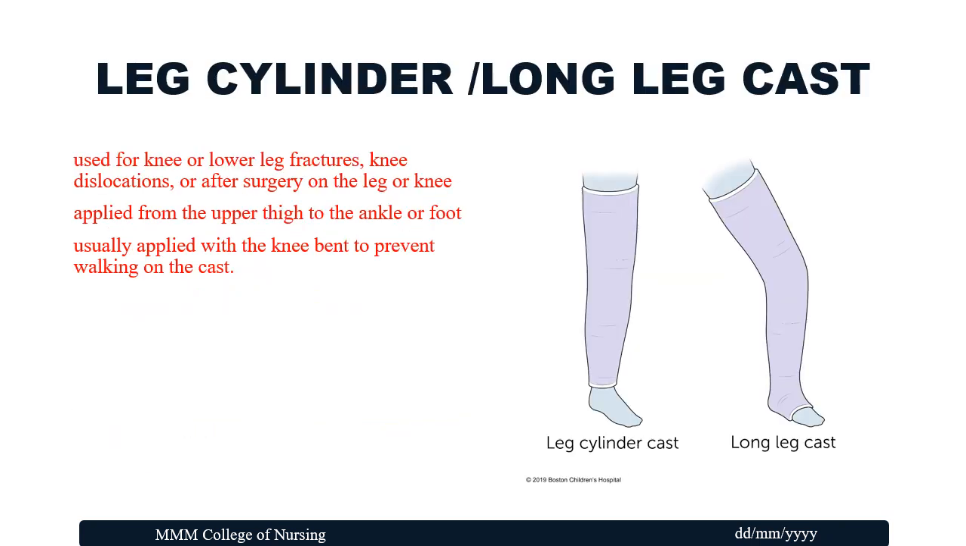Now, the leg cylinder or long leg cast. As the name indicates, it is cylindrical, covering the entire leg, from the upper thigh to the foot. It is used for knee or lower leg fractures, knee dislocations, or after surgery on the leg or knee. It is applied from the upper thigh to the ankle or foot. It is usually applied with the knee bent to prevent walking on the cast.